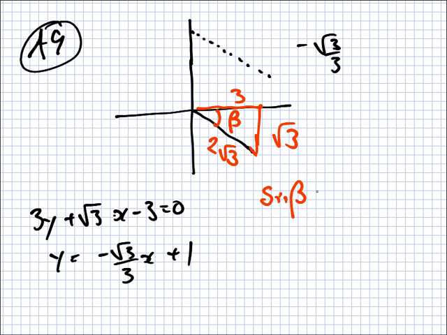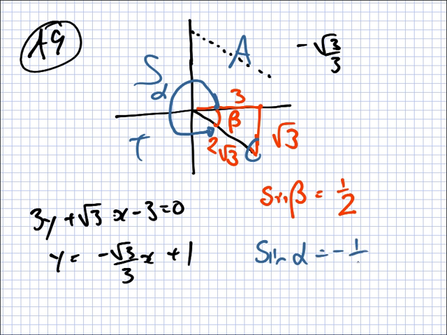Sine beta is a half, isn't it? Now, wait, hold on. That's sine beta, okay? But they're not looking at beta, they're looking at alpha. And we measure angles around from the x-axis like this. So it's minus. So, yeah, ASTC. Angles in the fourth quadrant are negative. So that would mean sine alpha is minus a half.